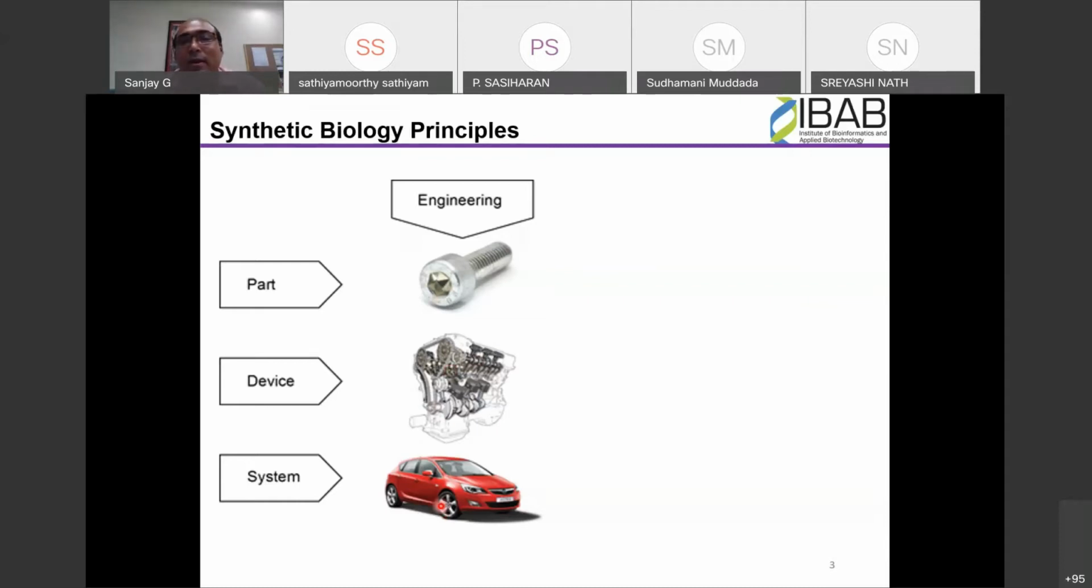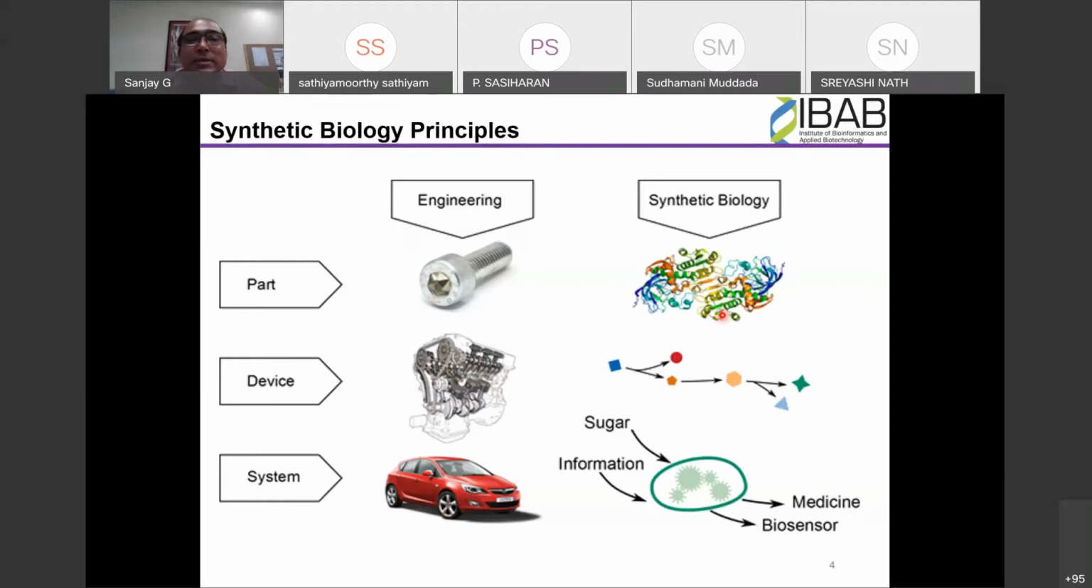In a similar way, synthetic biology also uses these similar principles. So we have parts, that means we have the genes which will translate into proteins, and those genes and proteins are the parts. Then these genes can be assembled into a given pathway. That means one gene can switch on or regulate other genes and thus create a device which will give an output.